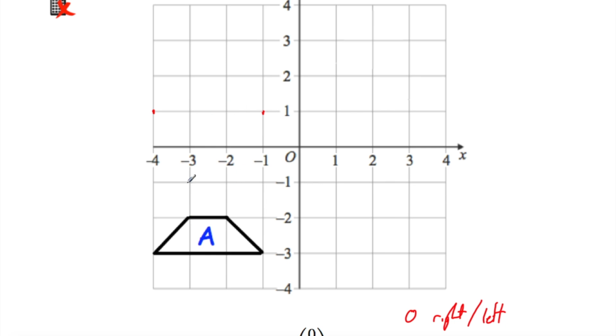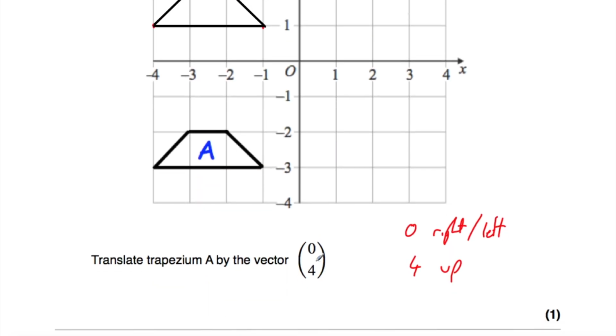4 squares up. 1, 2, 3, 4. We'll move there. And finally this one here. 1, 2, 3, 4. And that's it. And then let's join up those points. And that's it. We've translated that trapezium by the translation vector 0, 4, which just means 4 squares upwards.